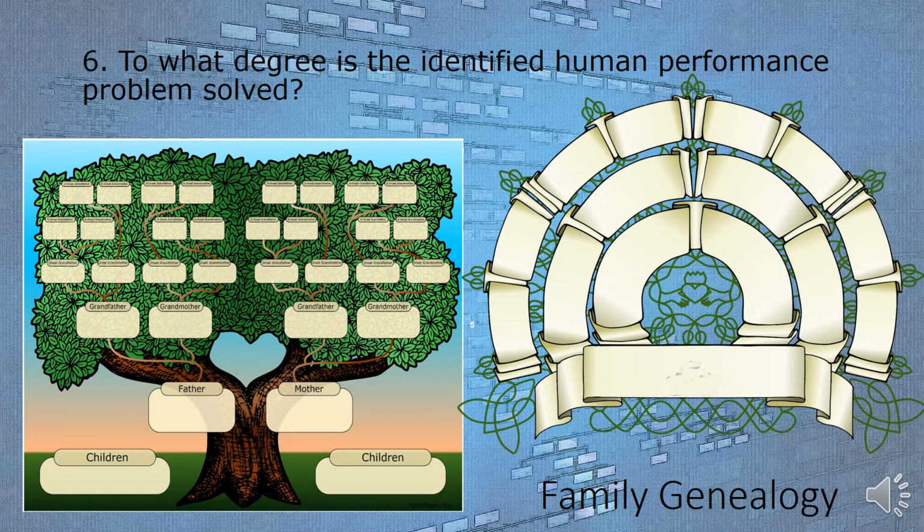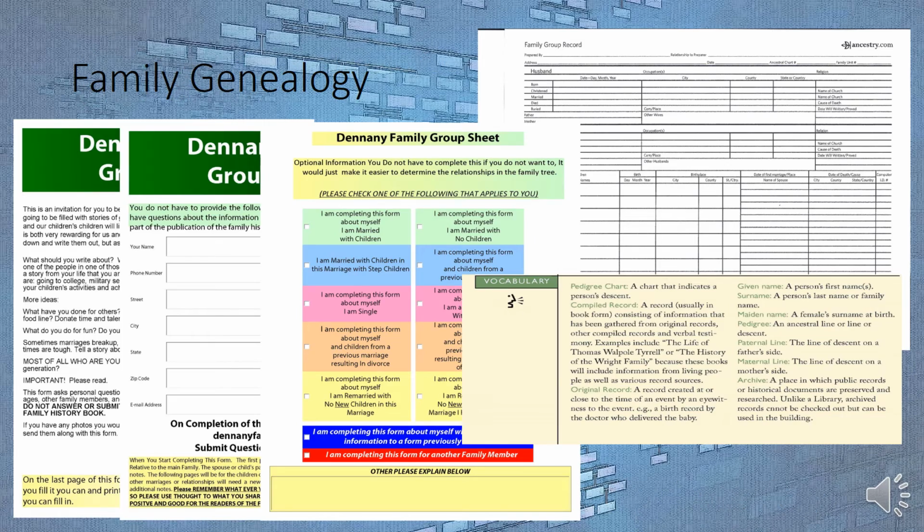Question number 6. To what degree is the identified human performance problem solved? The lessons, along with all the resources I wish to address, are available, but not exactly as I had planned. I'm still making changes and corrections and applying fixes as they become apparent. The idea that the knowledge and understanding of what reports, charts, and forms are asking for is part of the human performance problem addressed in the framework I put together in this course.